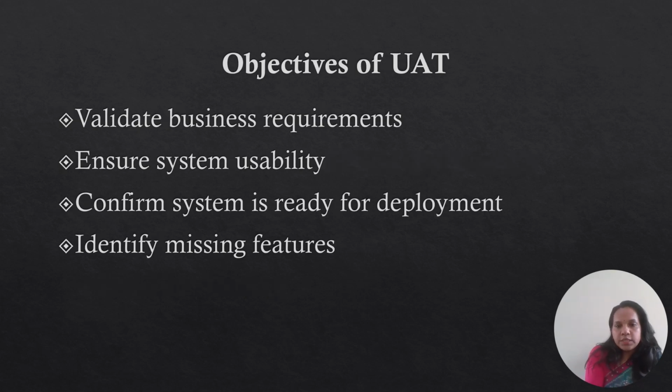Now objectives of UAT: validates business requirements, ensures system usability, confirms the system is ready for deployment, and identifies missing features. So that's the main objective of UAT, to confirm the system meets the requirements, whether it is easy to use, ready for deployment, and it also helps in identifying the missing functionalities as well.